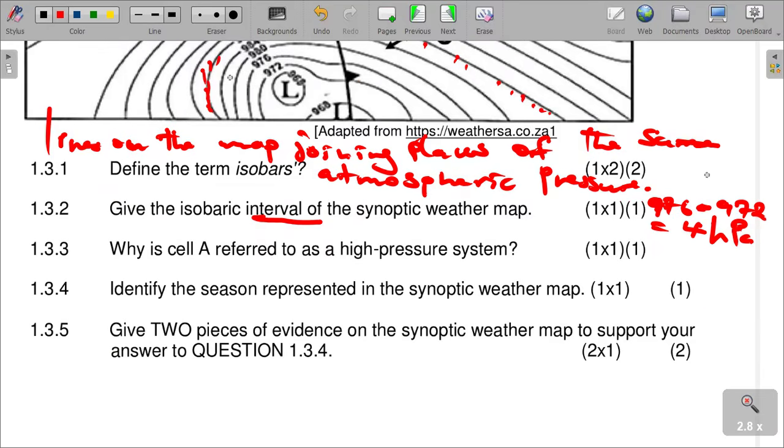Which cell, A or B? Why is cell A referred to as a high pressure cell?